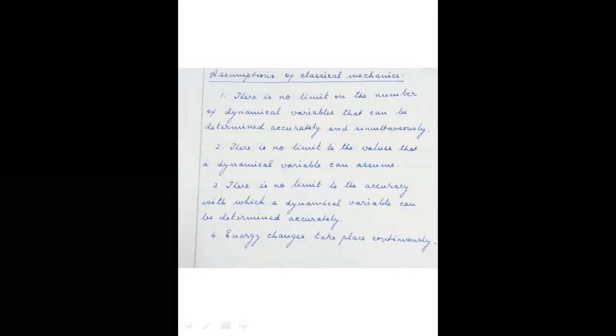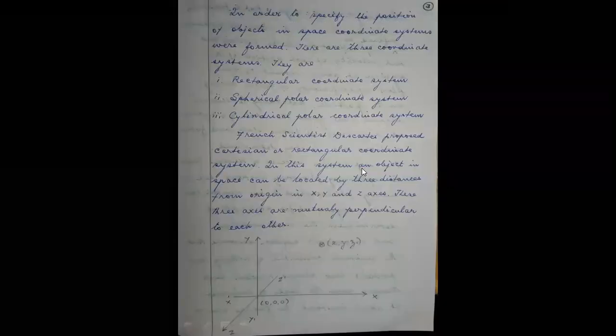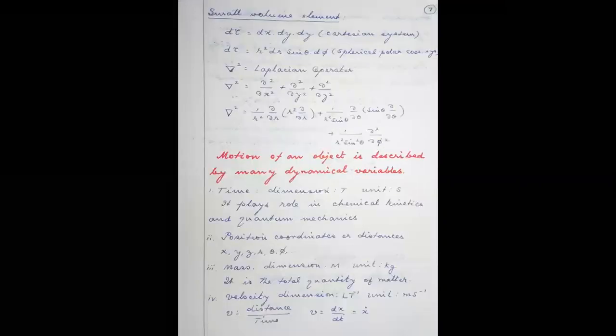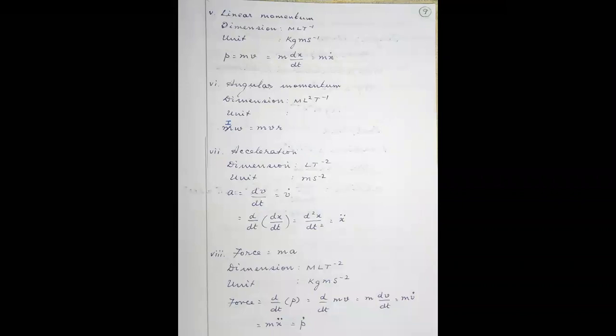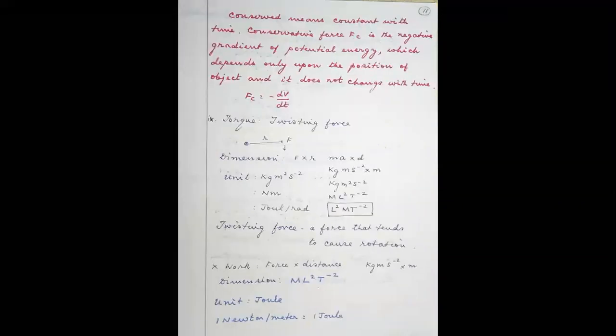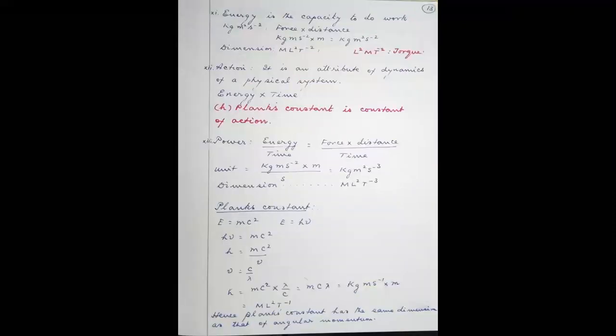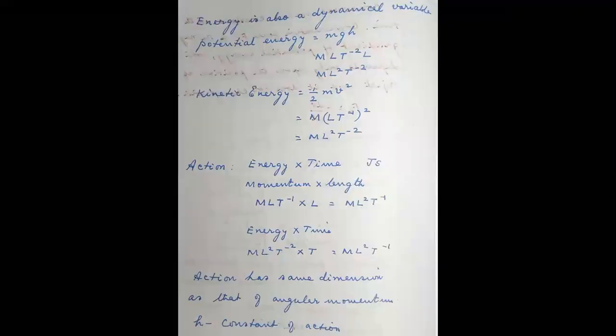I have already told you what classical mechanics is. It is the study of macroscopic bodies moving with velocity much less than that of light. I have also told you what a dynamical variable is. There are a number of dynamical variables, and we have seen them. Here I have just listed various dynamical variables. Time is a dynamical variable, position coordinates or distances are also dynamical variables. Mass is a dynamical variable, velocity, linear momentum, angular momentum, acceleration, force, torque, work, energy, action, power. These are all dynamical variables.